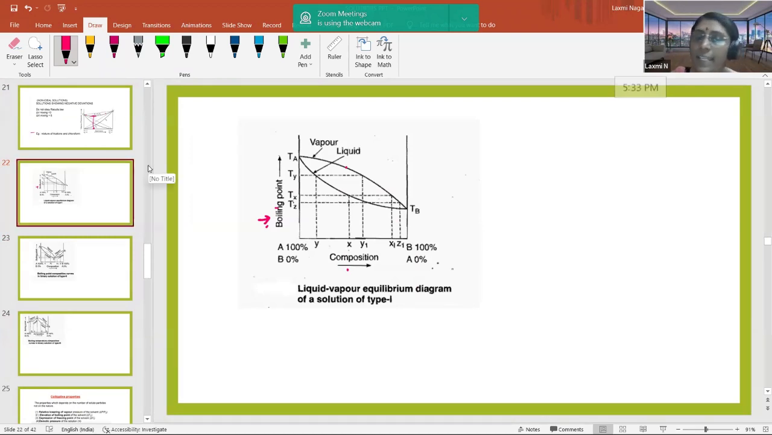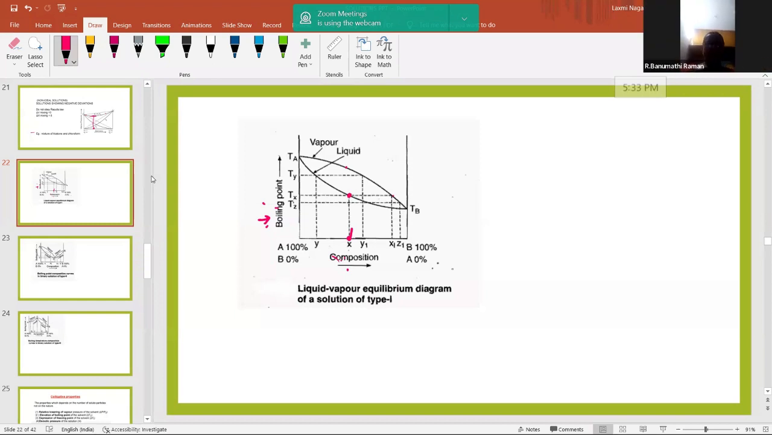But for the ideal solutions, let me just explain. For the ideal solutions, the boiling point versus composition graph looks like this. The lower line is the liquid composition and the higher line is the vapor composition. Let us assume that I am picking the concentration at point X. So when I move up, I see that it touches the liquid line here.